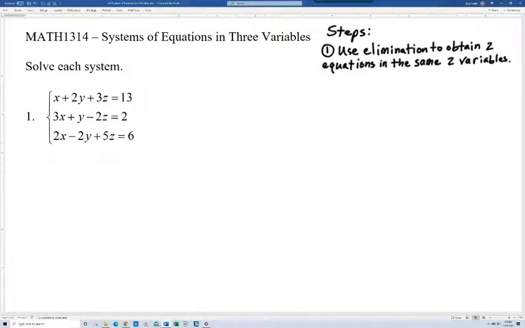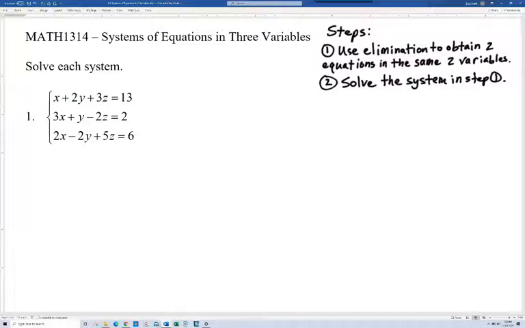The first one is to use elimination to obtain two equations in the same two variables. So this is what we were doing previously. We were solving two equations in x and y, and so we know how to do that now. So that's what we need to do first, is come up with an equation or system of two equations in the same two variables. And then step two, we need to solve the system in step one.